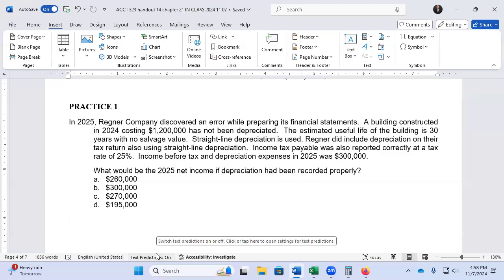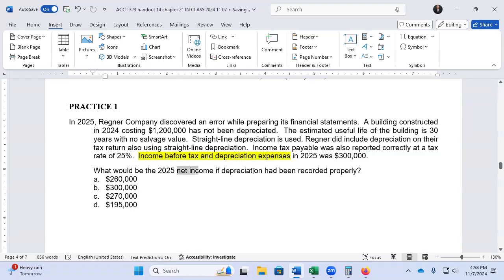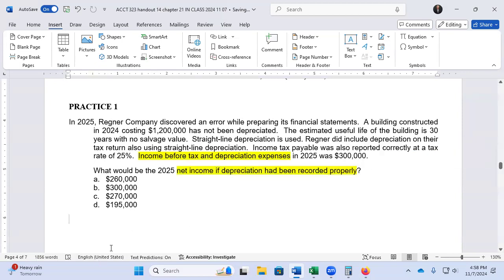Everybody ready? Okay, so there's a couple of things here that you have to read this question carefully for, because this one says income before tax and depreciation. But here it asks you about net income. And so we don't have net income showing anywhere. So what we have to do is figure out the depreciation expense. And we already know that it's 1.2 million divided by, what did we say, it was 40 or 30 years? 30 years. And so that equals 40,000.